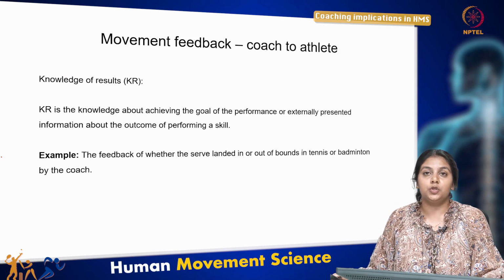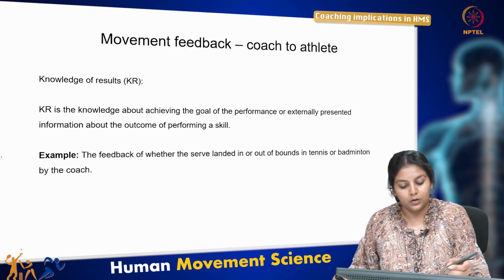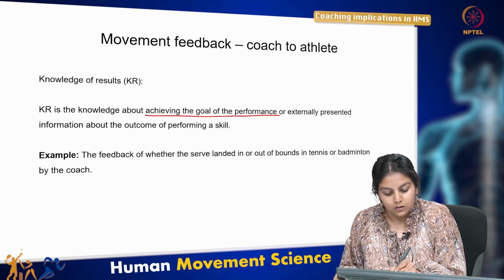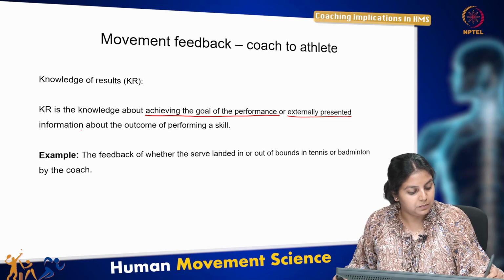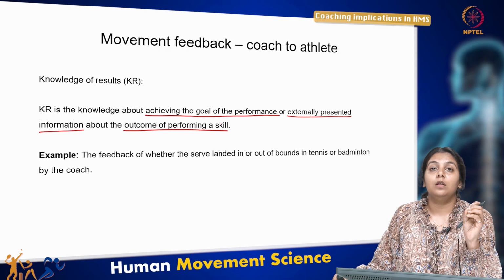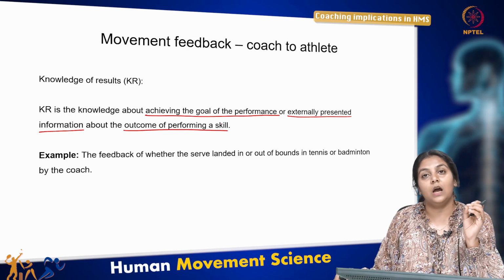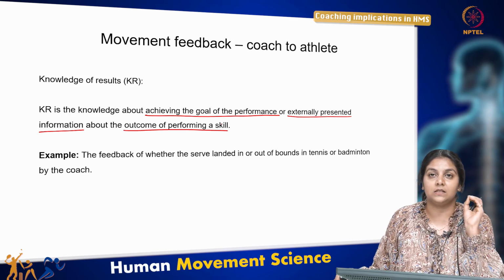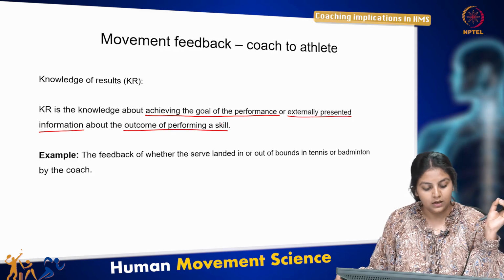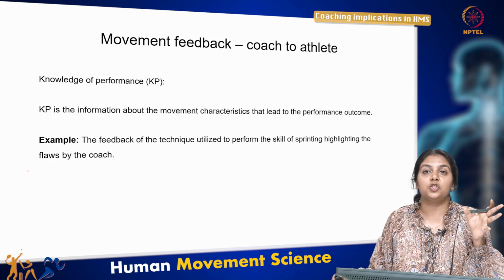The first one is knowledge of results. Knowledge of results is knowledge about achieving the goal of the performance, or externally presented information about the outcome. So whether or not the serve is in or out, whether the smash or the stroke played is inside the court or out, is the knowledge of the result, which is knowledge of the outcome. On the other hand, knowledge of performance is the information about the movement.